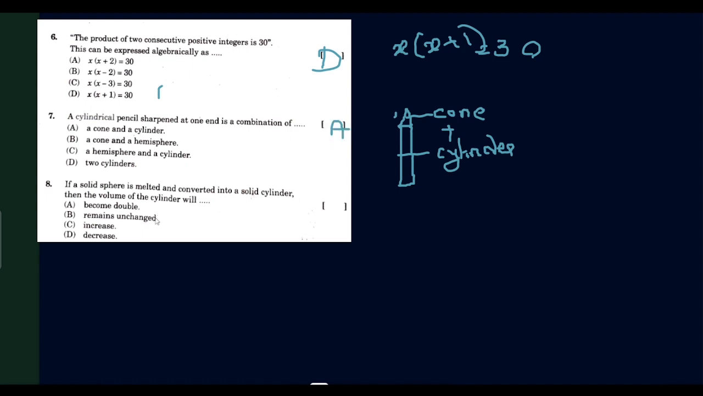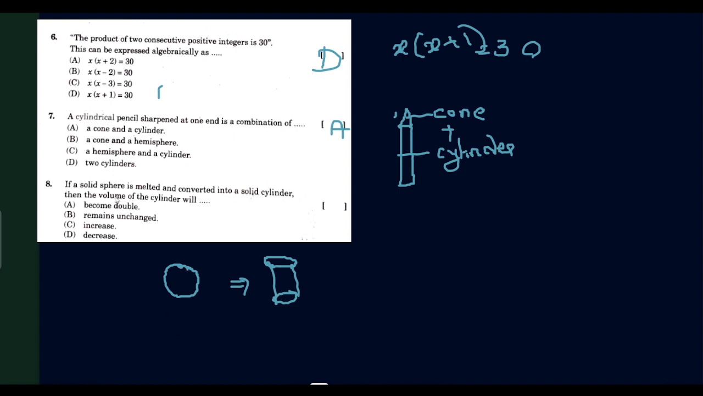Now, question 8. If a solid sphere is melted and converted into a solid cylinder. Now, the sphere is melted and converted into a cylinder, right? When this conversion is happening, which term is the constant one? Here anyway, the volume is constant, right?